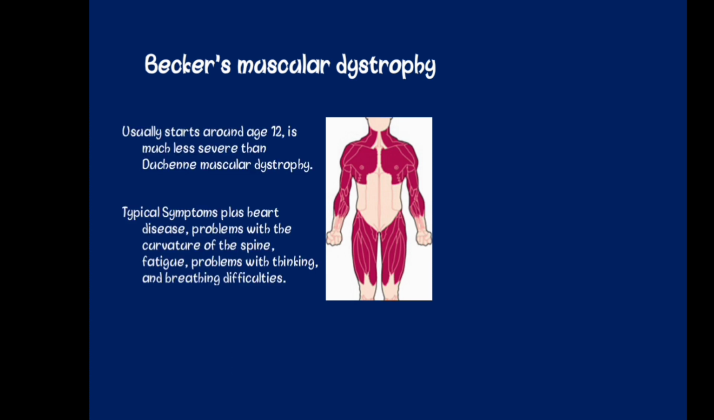Becker's muscular dystrophy is the second most common form of muscular dystrophy. It predominantly affects individuals assigned male at birth, although those assigned female at birth may experience milder symptoms. Signs of BMD can emerge at any age between 5 and 60, but they most often begin during the teenage years. The condition's severity differs from person to person, however, it is much less severe than Duchenne muscular dystrophy. The typical symptoms that can occur in Becker's muscular dystrophy are heart disease, problems with the curvature of the spine, fatigue, problems with thinking, and breathing difficulties.